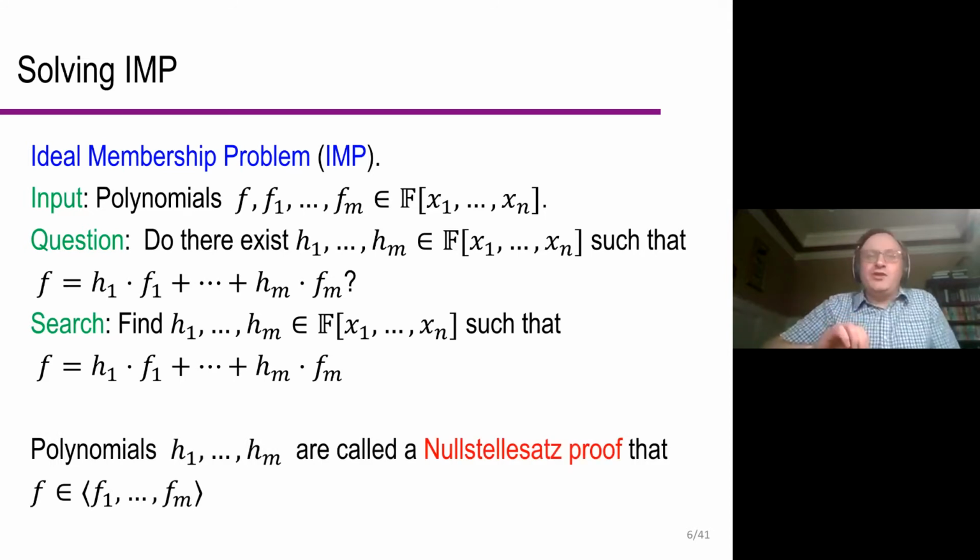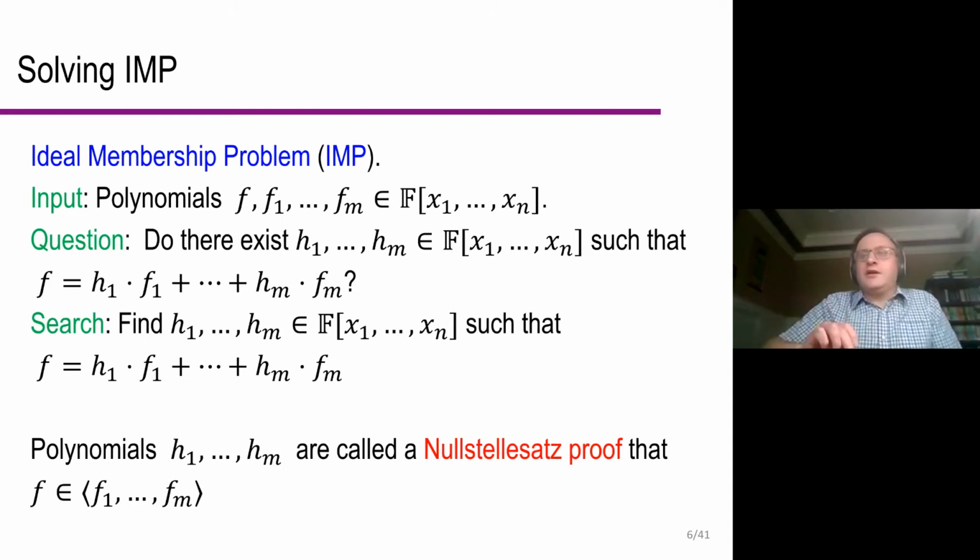Those polynomials H that appear in such a linear combination have a special name. This approach, of course, has been studied a lot. These are called a Nullstellensatz proof that f belongs to our ideal. So if I can represent f as a linear combination of f1 through fn, the coefficients of such a linear combination are called a Nullstellensatz proof. The word Nullstellensatz will be clear a little later, but it is very important and relevant in this context.